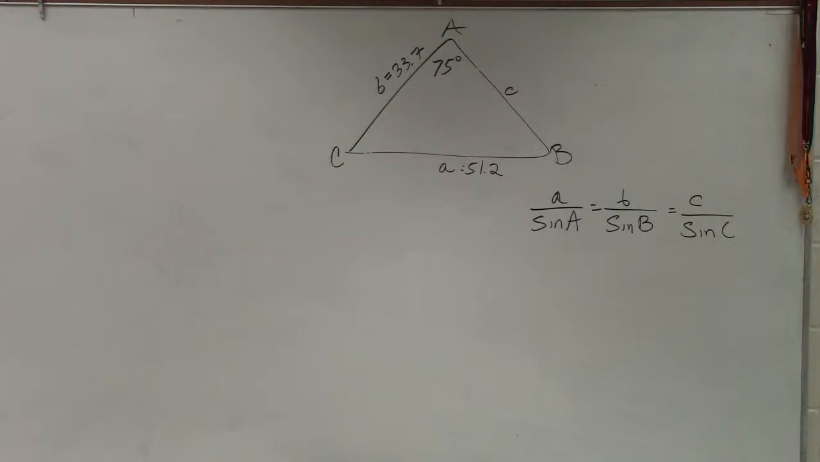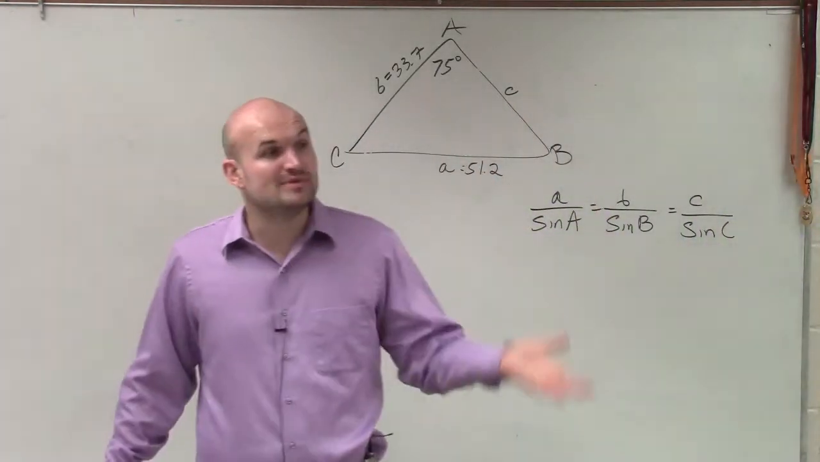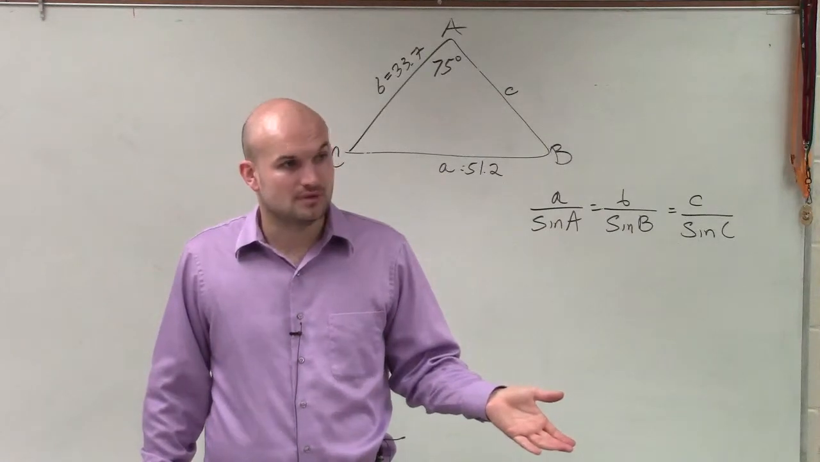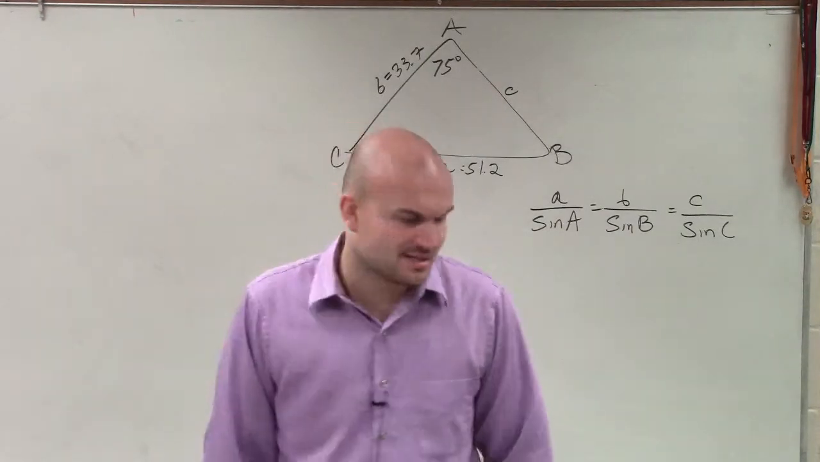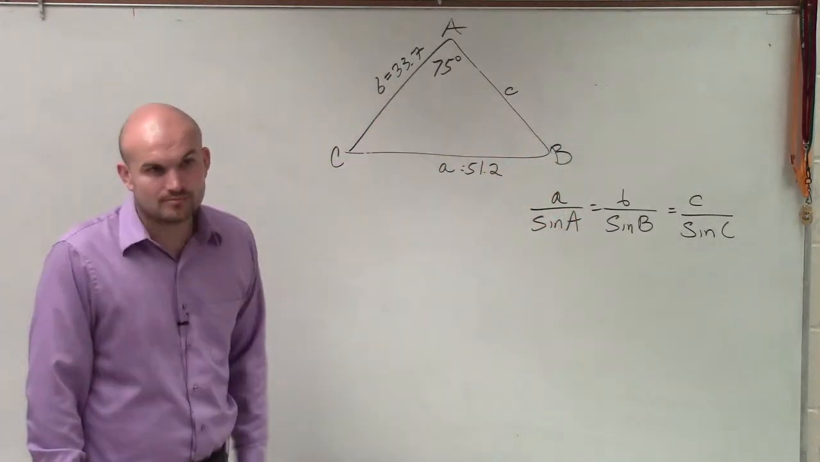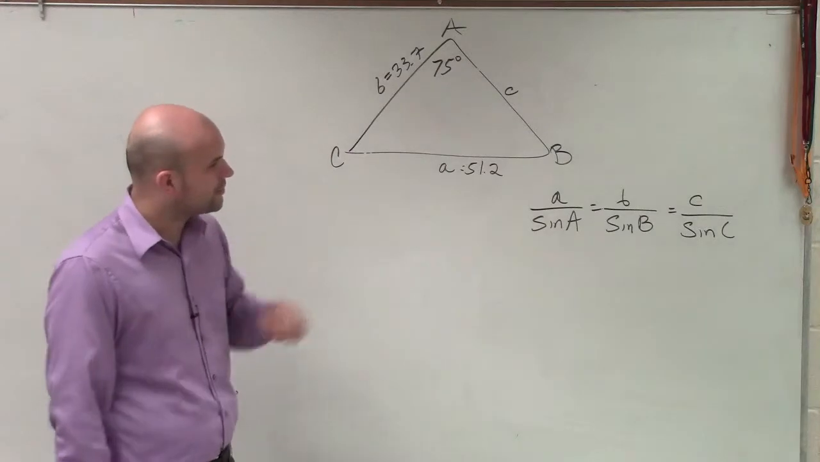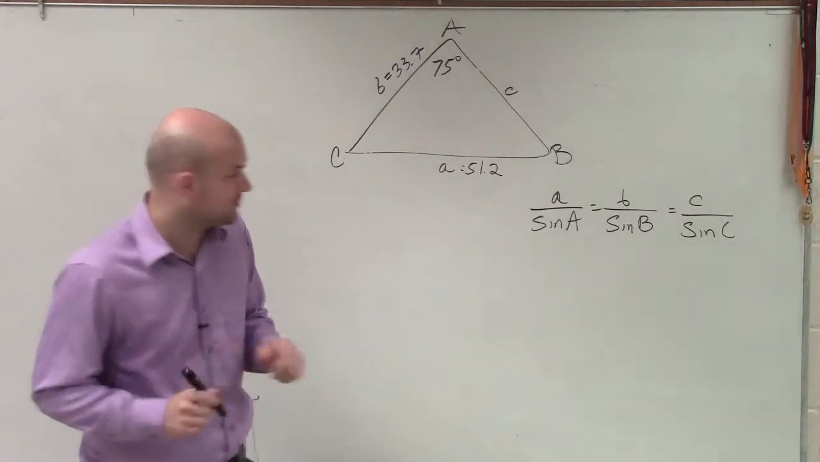So in this case, what we have is, again, now we only have one angle, all right? But that one angle is at least an acute angle, okay? So now what we need to do in this case is we can go ahead and determine what our other, obviously two angles are going to be.